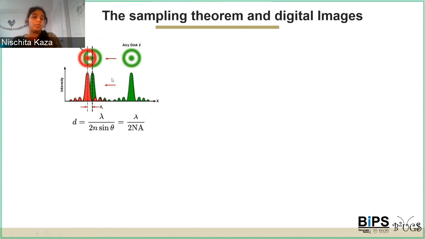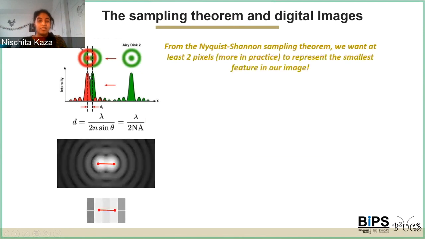So the question now becomes how to be able to sample this so that we can distinguish two objects accurately. And this is given by an extremely fundamental and old theorem from the world of signal processing known as the Nyquist-Shannon sampling theorem. This theorem basically tells us that we want to have at least 2 pixels to represent the smallest feature, which in this case will be d in our image. In practice, we want to have at least 2.5 or 3 pixels, maybe even more, but the minimum we need is at least 2.